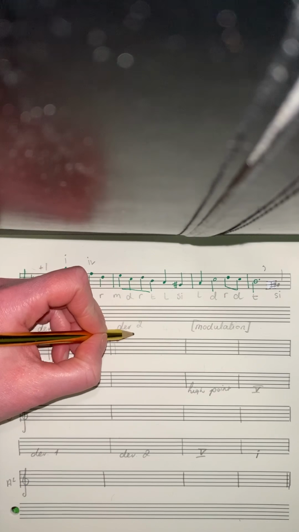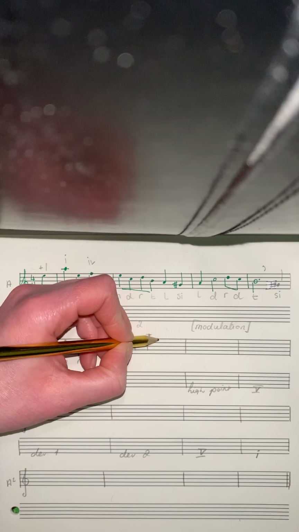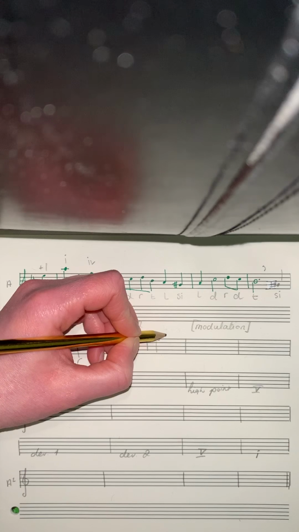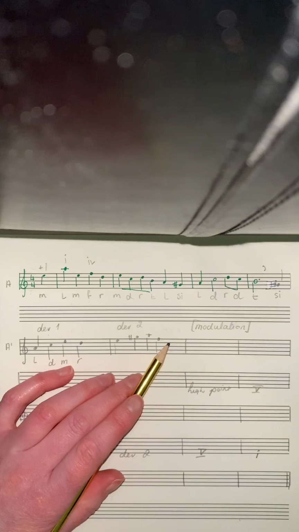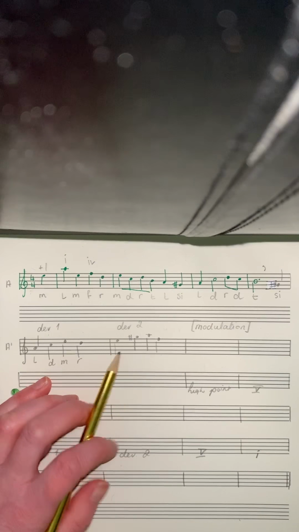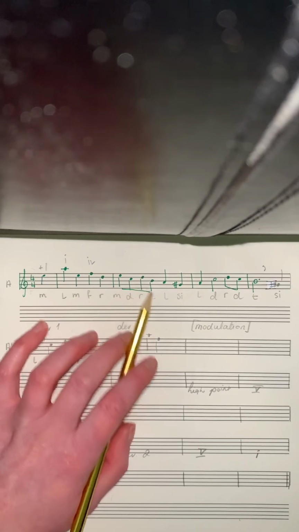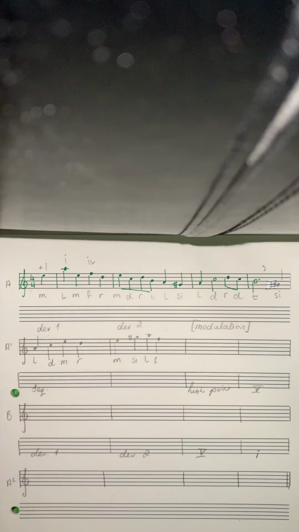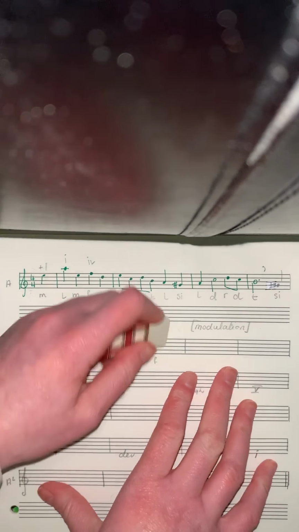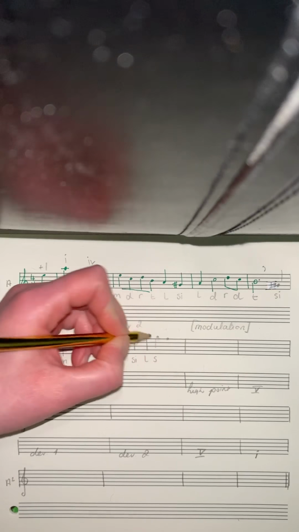Mi, si, la, fa, so, re. No, because we cannot use so. I'm trying to incorporate this, but we can't use so and not go la, so, fa, mi. So, mi, si, la, fa, mi, re, do. So I'm going to keep the same rhythm, but just not that up and down pattern. Mi, si, la, fa. Ooh. Mi, si, la. Then, in that case, you might as well go la, so, fa, mi, and straight down. La, so, fa, mi.